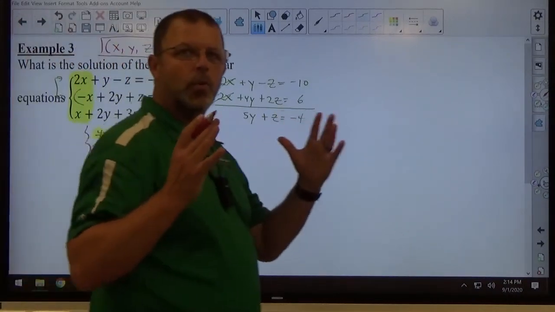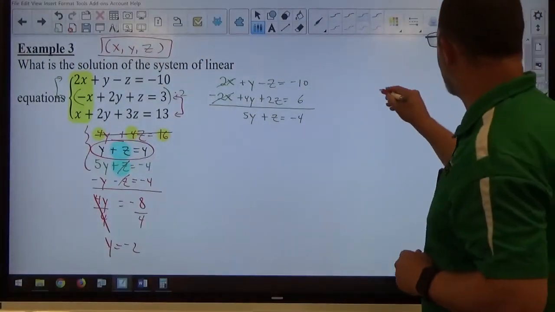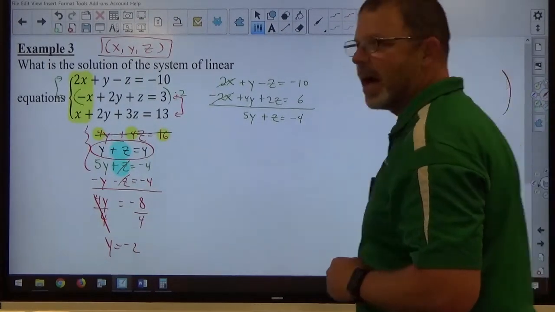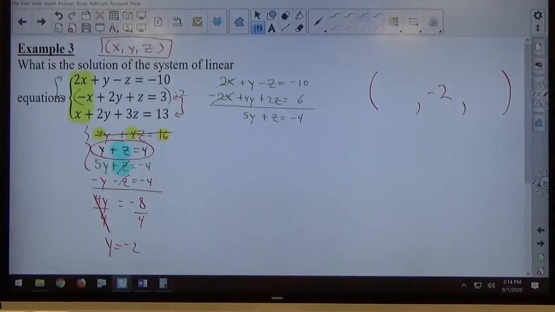Again, my answer is in order triple, x, y, z order. So what I've gotten so far is that. So I'm going to put my answer over there. Big red answer. Y equals negative 2, y goes in the middle.